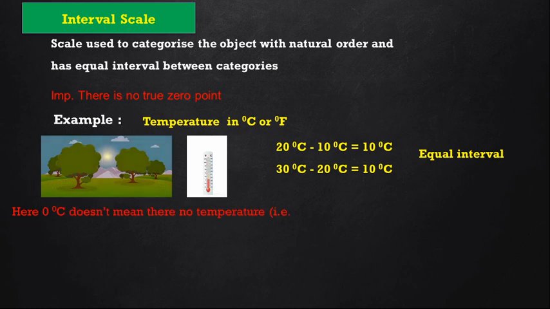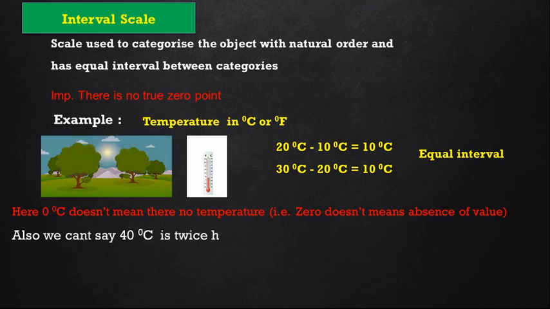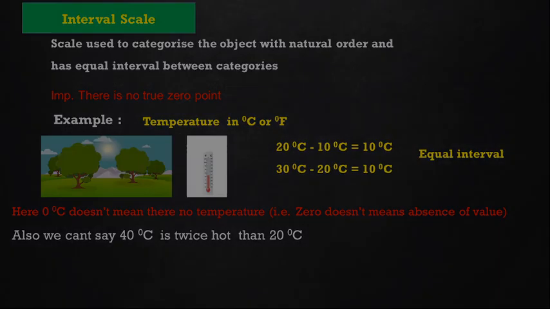Now, here 0 degree Celsius does not mean there is no temperature, that is, the 0 does not indicate the absence of value. In this example, if you say 0 degree Celsius, that means there is some temperature; we are not saying there is an absence of temperature. Also, we are not saying that 40 degree Celsius is twice as hot as 20 degree Celsius. So, this is the important point in the interval scale.